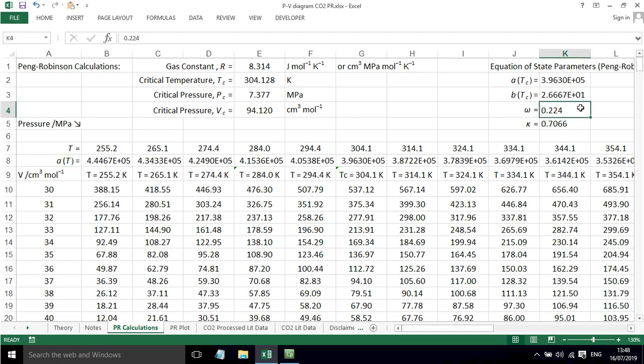So the acentric factor is just something that is looked up in a table. We then calculate kappa from that. We can then calculate a(T) and b. And then for each temperature, we've got an a(T) value which is calculated. Then using all of this, we can use temperature and molar volume and actually calculate a pressure using the Peng-Robinson equation for different temperatures and different molar volumes.